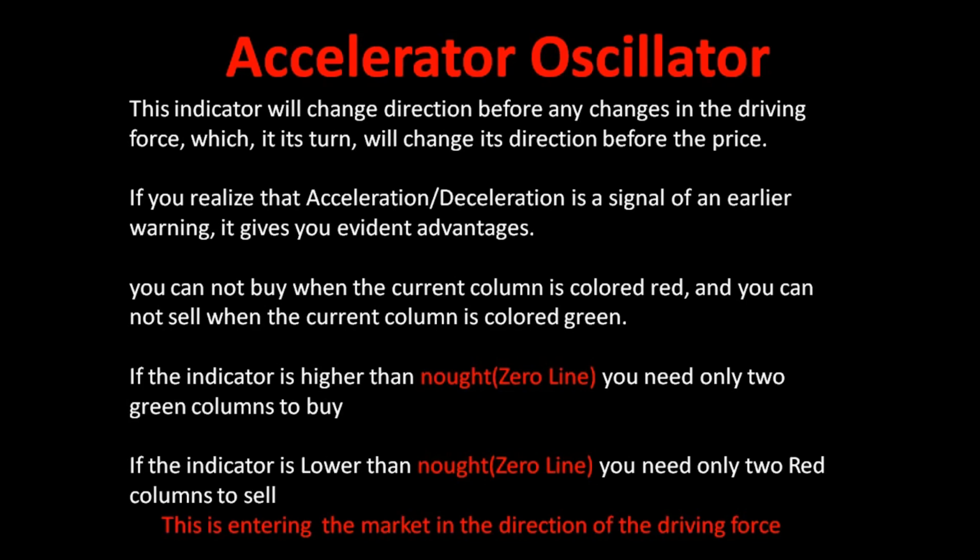You cannot buy when the current column is red, and you cannot sell when the current column is green. Okay, understand? If the indicator is higher than 0, you need 2 green columns to buy. If the indicator bar is lower than 0, then you need 2 red columns to sell. This is entering the market in the direction of the driving force.